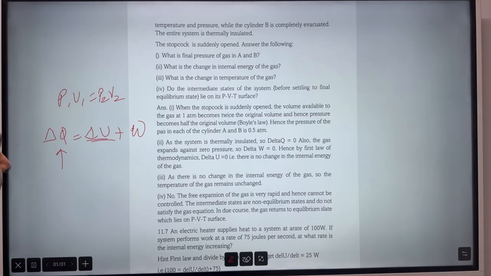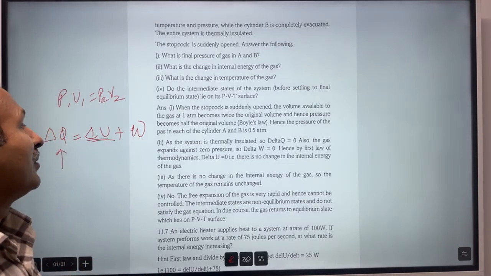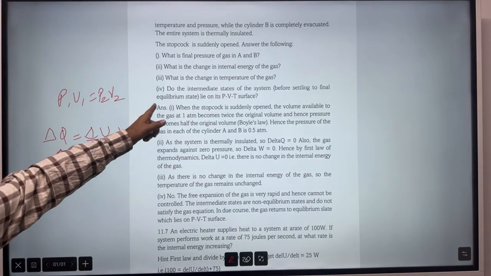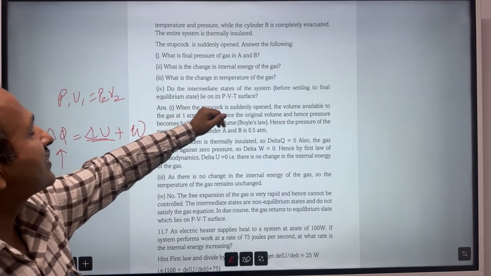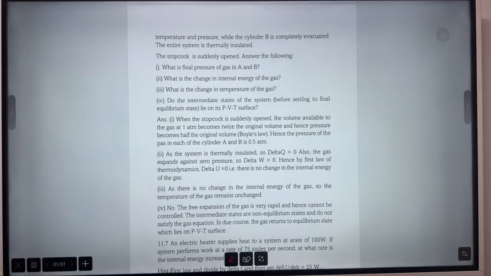Then the third part is, what is the change in temperature of the gas? So since internal energy is not changing, the temperature will also remain unchanged. Then comes, do the intermediate states of the system before settling to the final equilibrium state lie on the PVT surface?